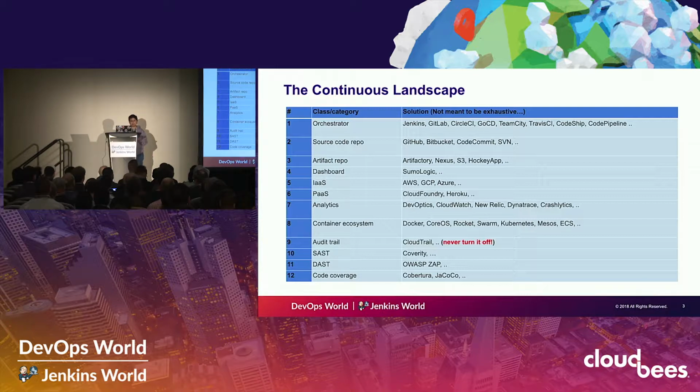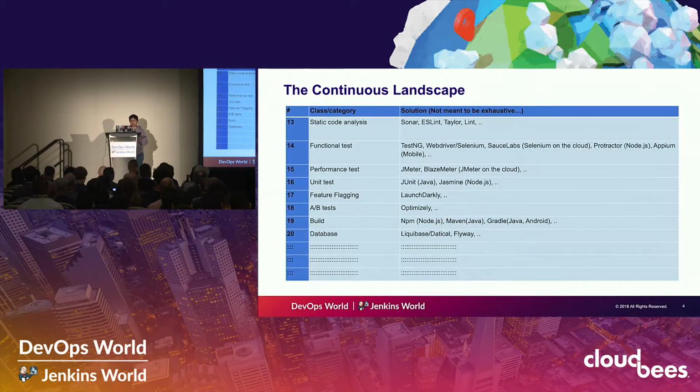Audit trails, and please do not turn it off. I mean, it's a red. SAST, static analysis security testing. DAST, dynamic analysis security testing. Then the code coverages, the Coberturas, the Jacocos. Then you do static analysis, Sonars, ESLints, Tailors, and Lints. Functional testing, performance testing, unit testing, feature flagging, A/B testing, experimentation, builds, databases.